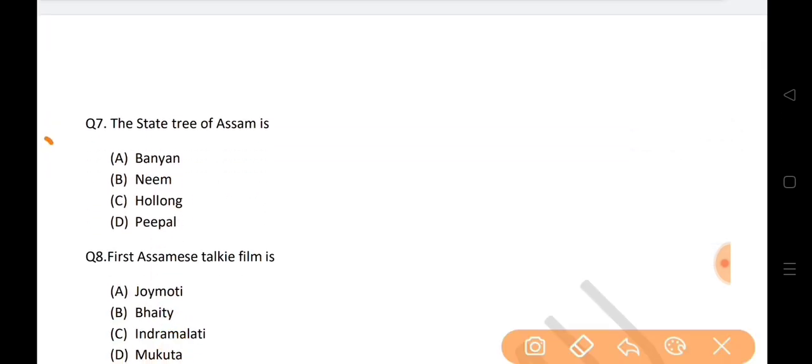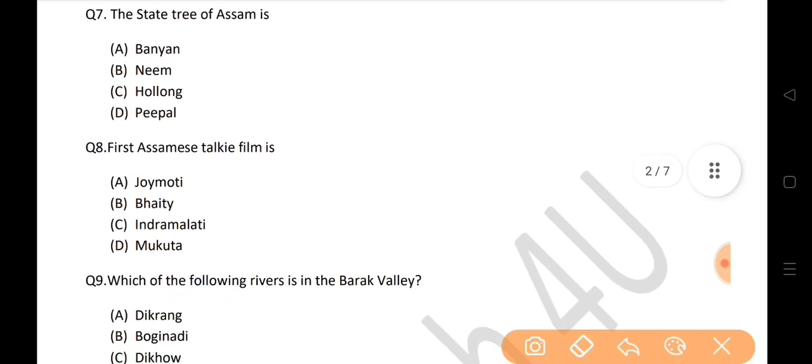Next question, the state tree of Assam is? Correct answer is option C, Holong. Next question, first Assamese talkie film is? Correct answer is option A, Joymoti.